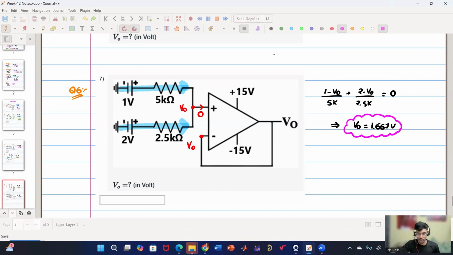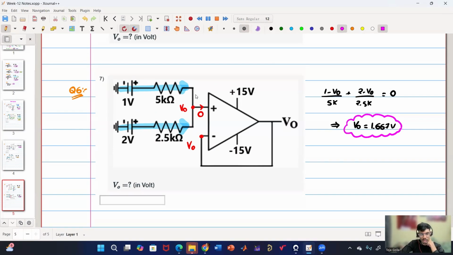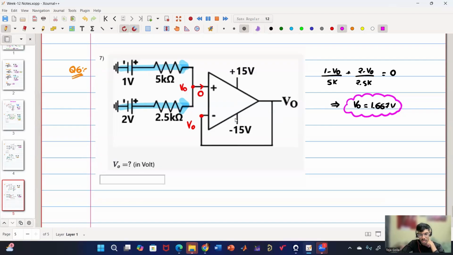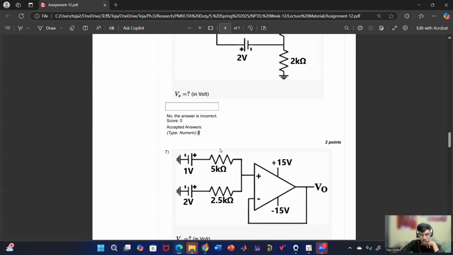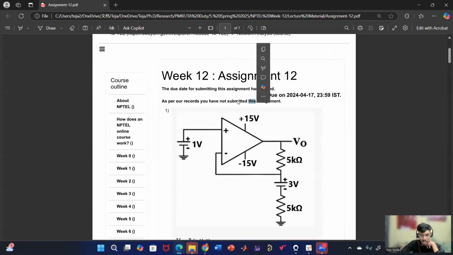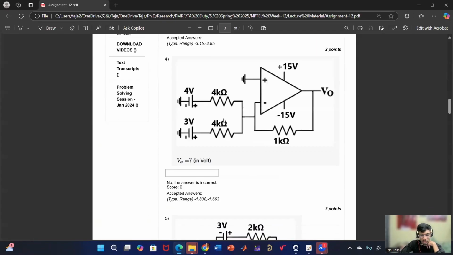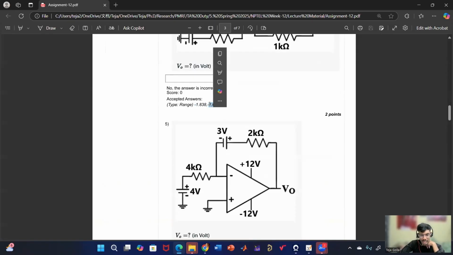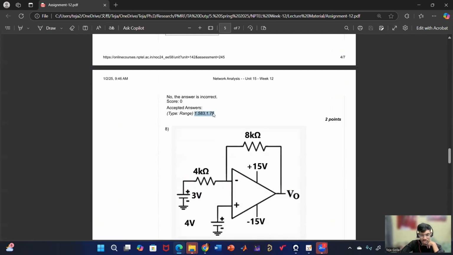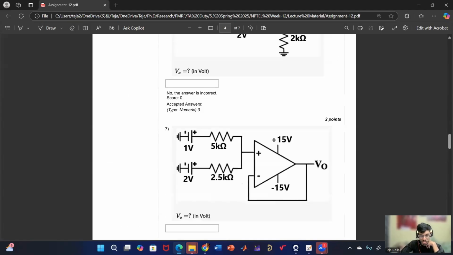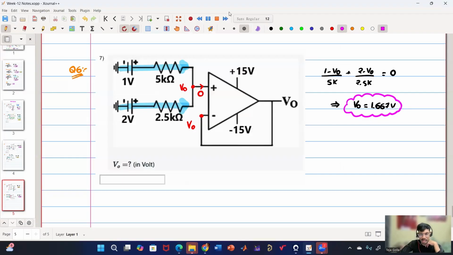Gyanendra, are you able to get the same answer? 1.667. Sir, should we stop at 3 decimals or 2 decimals? Sometimes they'll mention. They have not mentioned, so you can go to 2 or 3 decimals, but better be 2 decimals. Usually in the assignments that we create, we mention up to 2 decimals. Now that they're mentioning 3 decimals, better you mention 3 decimals. So our V naught is 1.667. So it is also within the range.